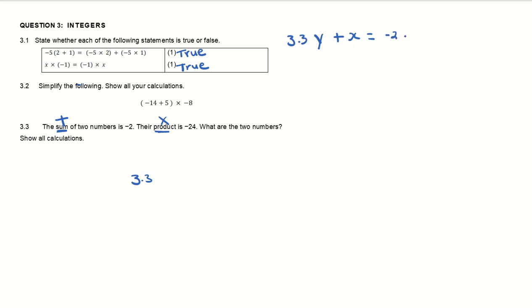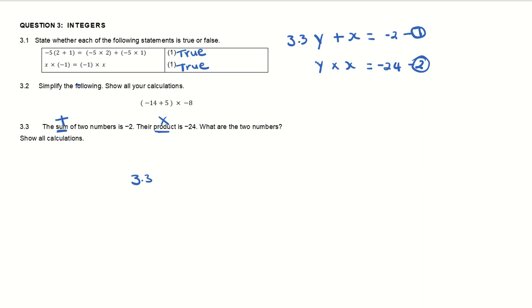Let's call this our equation 1. Okay? And we're also given that their product, so y multiplied by x, is negative 24. Let's call this our second equation. Now we've got two equations and we've got two unknowns, x and y. That means we can determine the value of our unknowns, our x and our y, because we've got two equations against two unknowns.